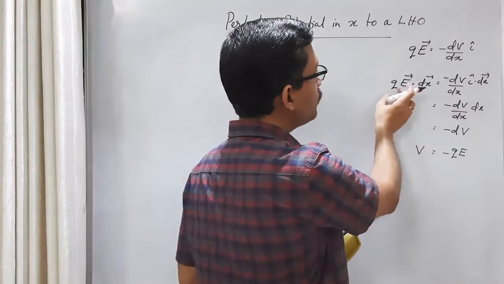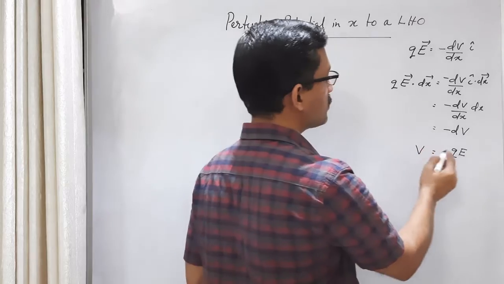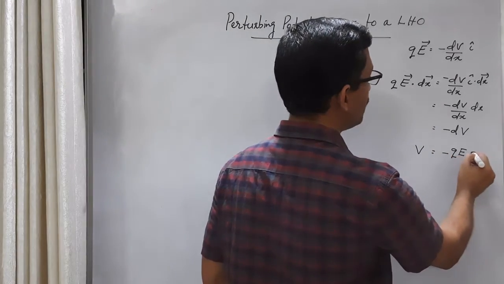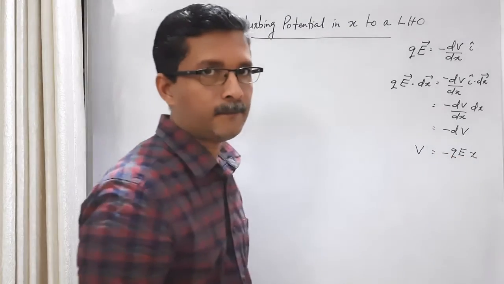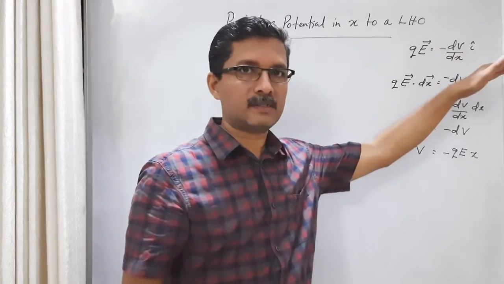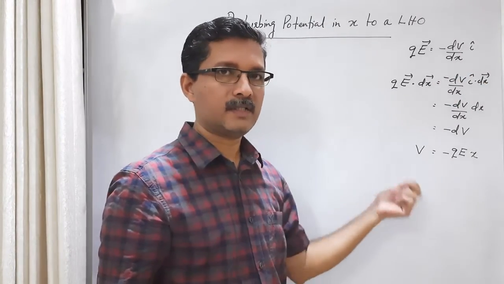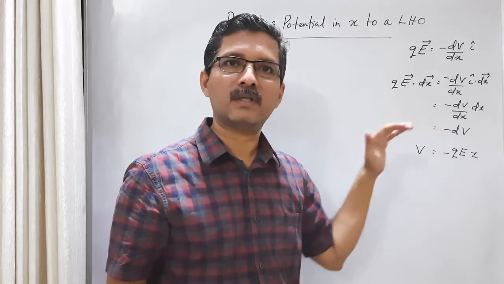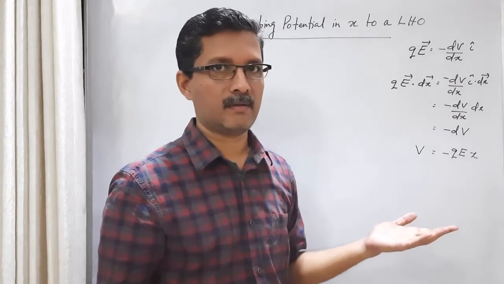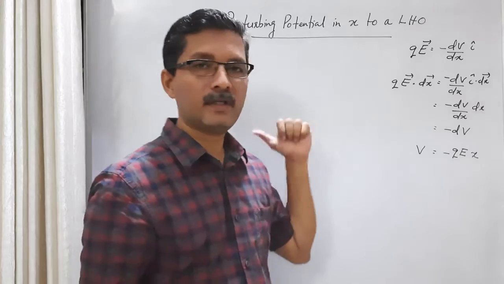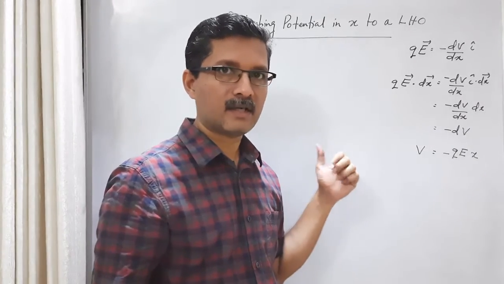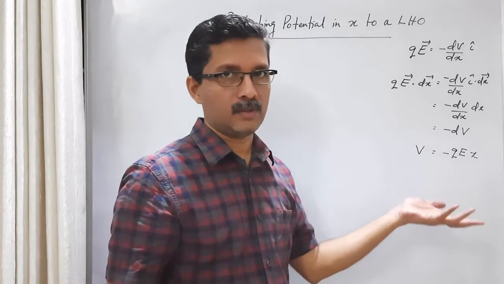When you integrate, Q and E are constant, so you can take them outside. So finally what you get is minus QEx. If the electric field is along the plus x direction, potential will be minus QEx. The negative sign shows that the electric field is along the direction of decrease of potential. Now if the electric field were along the minus x direction, potential will be plus QEx.